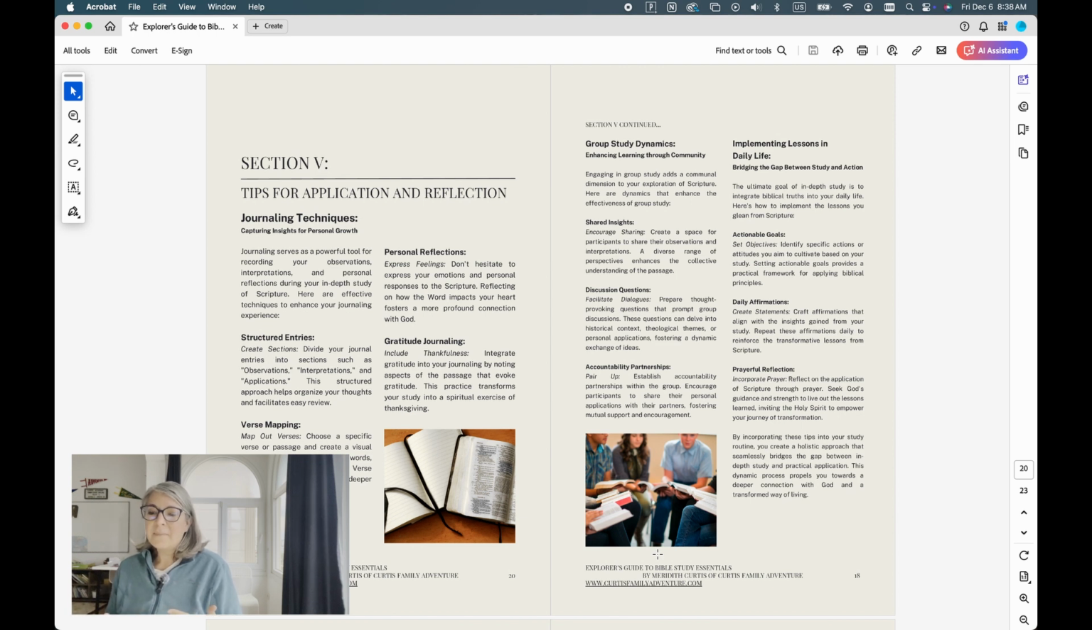So some journaling techniques that have been really useful, group study dynamics, which is so fun when we can come together and study the word together, and implementing lessons in daily life. So bridging the gap between study and action, because that's the end goal, right? Is to have a relationship with God, with Jesus, with the Holy Spirit, and have that lead us into change in our lives, to live a more righteous life by allowing His Word to do its work in our heart.